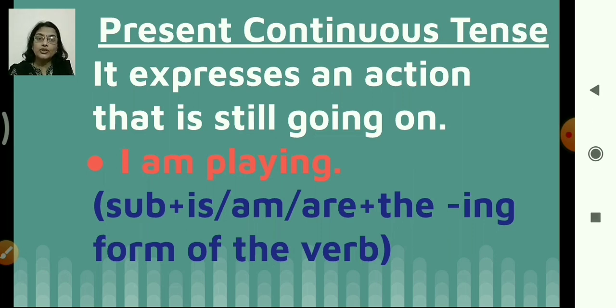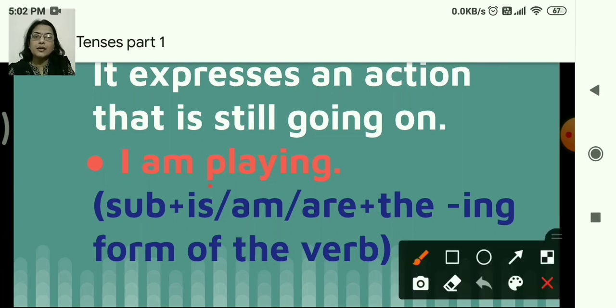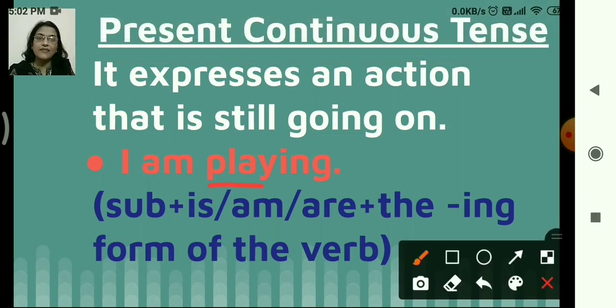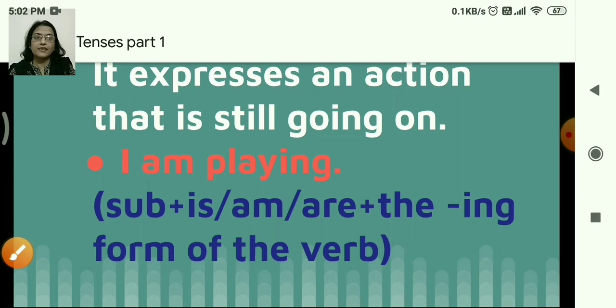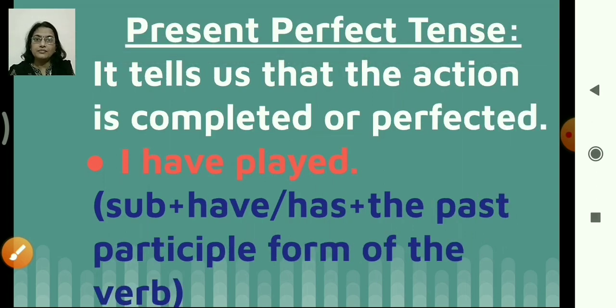of the verb. Now what is the verb here in this sentence? Play. And we have added the ing form. That means we have added ing to that particular word. And which word did we get? Playing. Again, it is a verb. So I am playing. What does this mean? Present continuous tense.